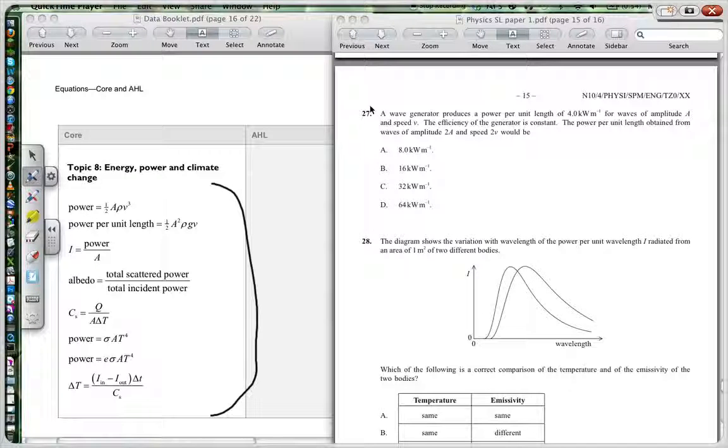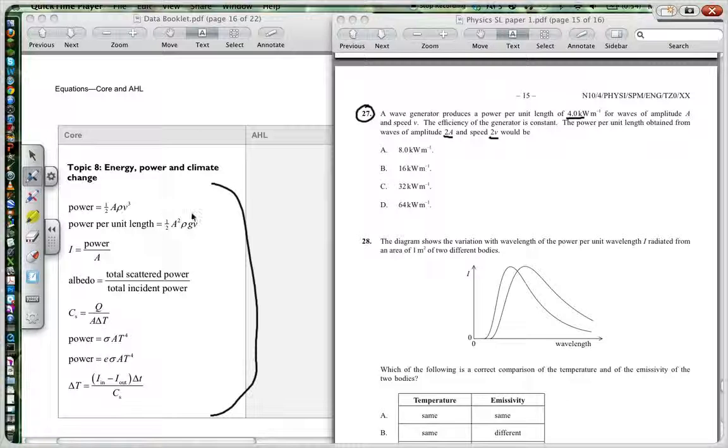So in 27, a wave generator produces a power per unit length of 4 kilowatts per meter for a wave of amplitude A and speed V. The efficiency of the generator is constant. The power per unit length obtained for waves of amplitude 2A and 2V would be.